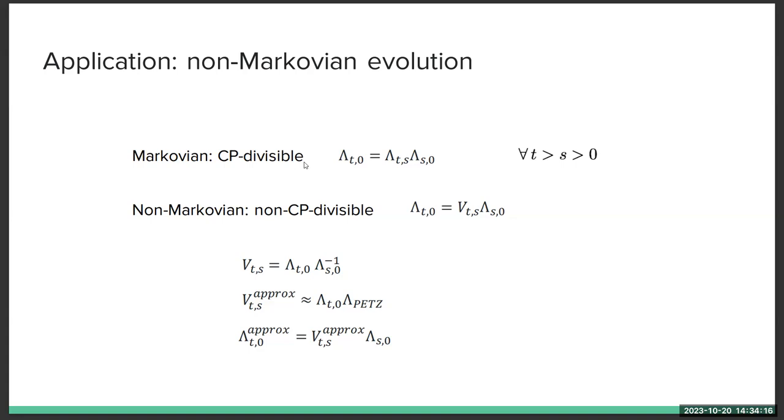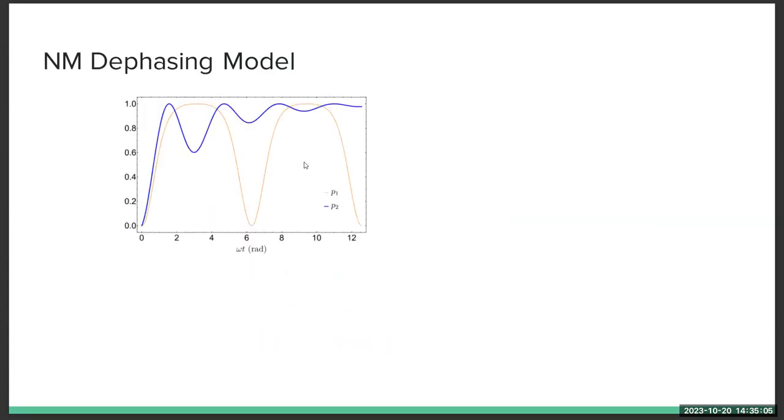Okay? So then we thought, what if I replace the inverse by the Petz? The inverse map is not a CP map, but the Petz is, by definition, a CP map. So we thought that we would just kill non-Markovianity, but then we realized that we just attenuated it, okay? Because here there is still a non-divisible map. So you still have some non-Markovian feature. Then we were comparing the approximated dynamics, which is just with this new intermediate map, with the completely new dynamics. We were doing this for the dephasing model.